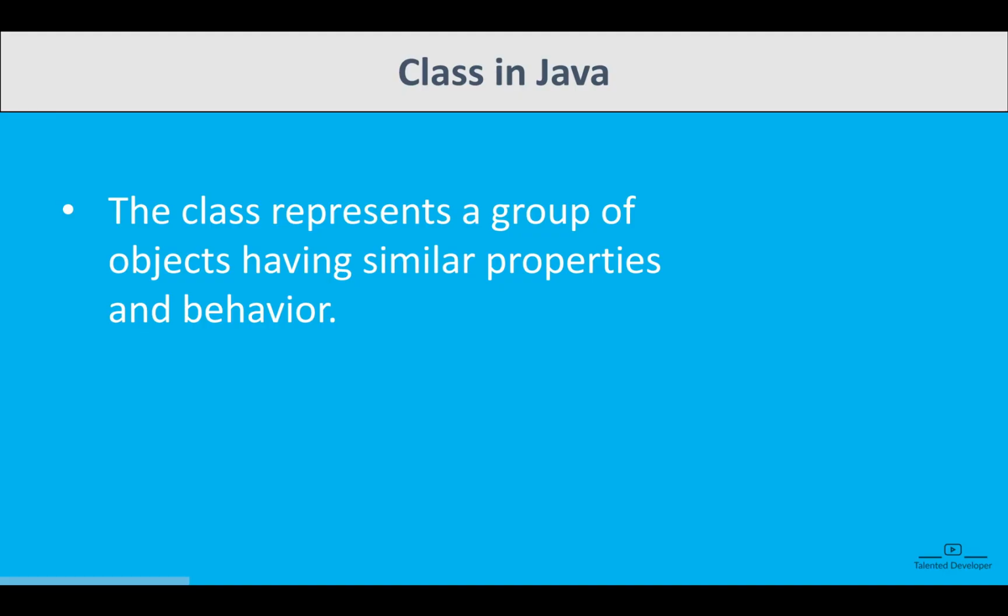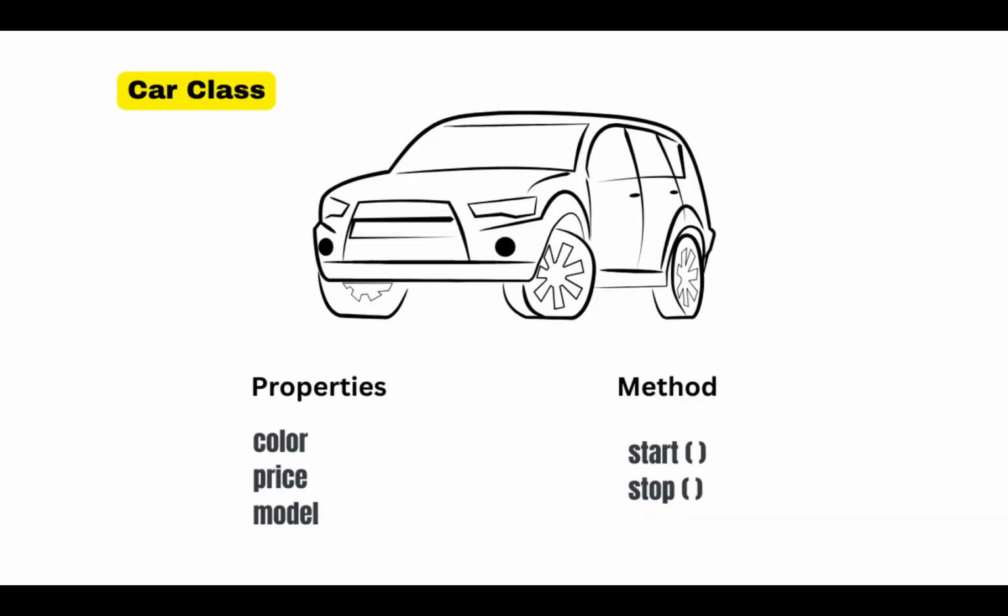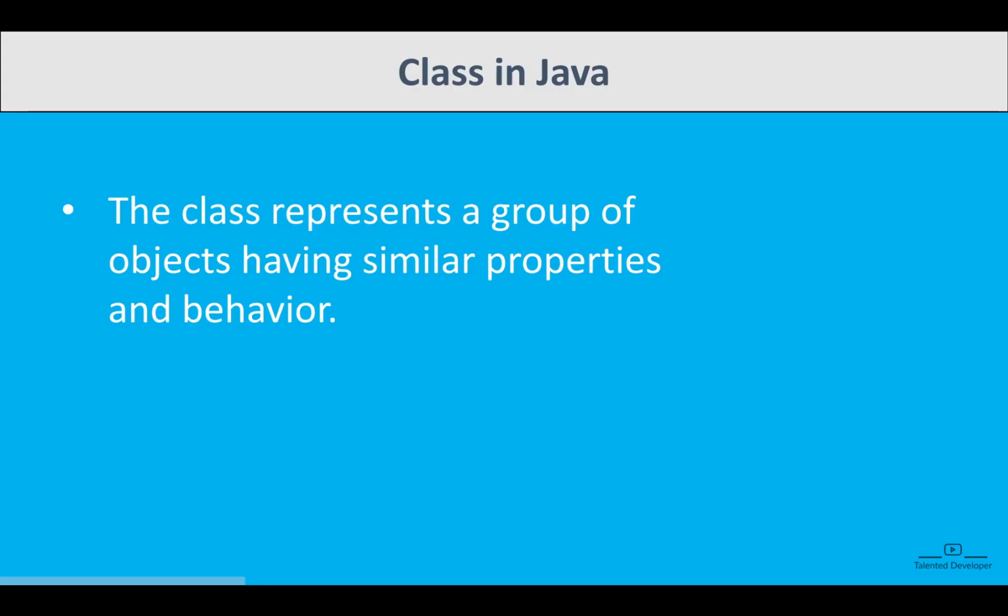Like, take an example, I can say a class named car, and we can have multiple properties, and the car having features like start and stop, that is called a method. For now, just understand it like this.